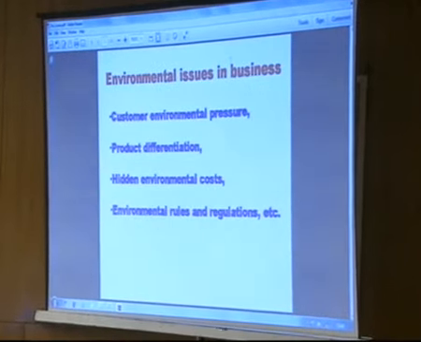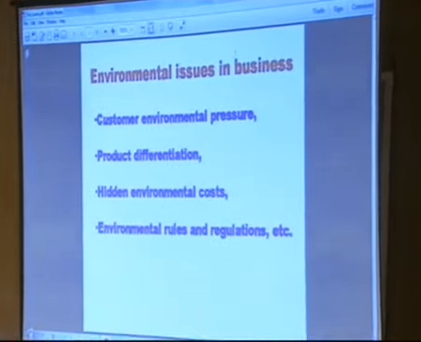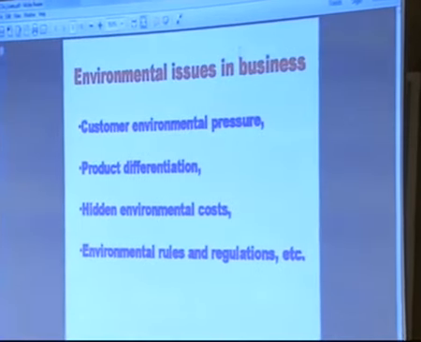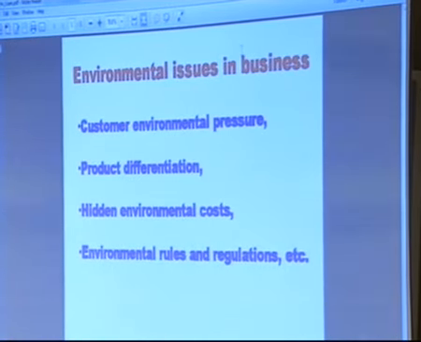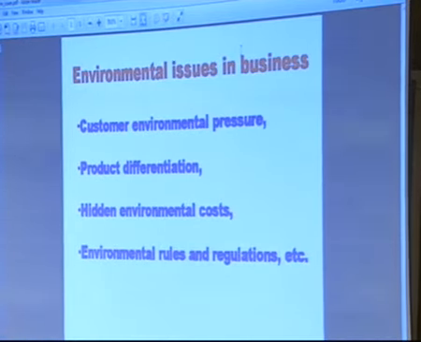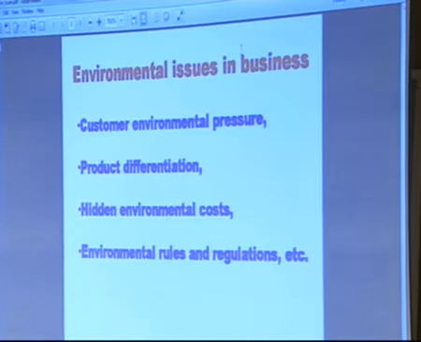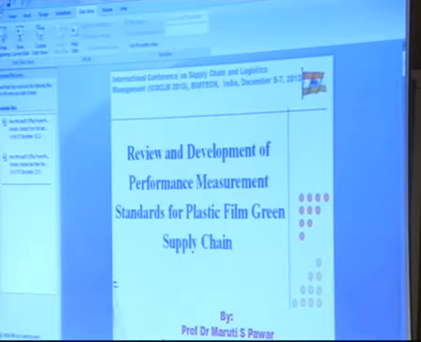Product differentiation. We see green supply chain adoption for leveraging product differentiation. Hidden environmental cost. We want to reduce product cost, and associated with the environment, we have hidden cost. Environmental rules and regulations are becoming crunchier and crunchier, stricter and stricter. So this is the background of this particular study.